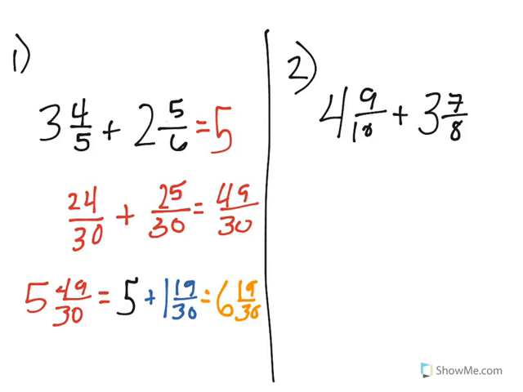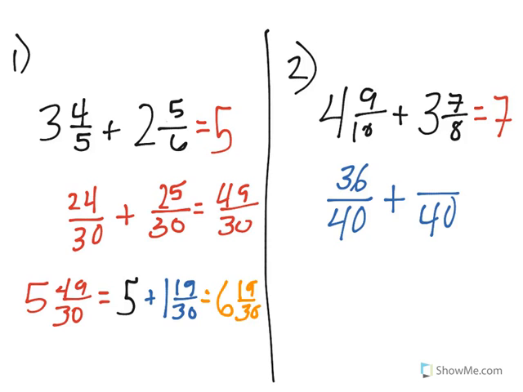Okay, let's take a look at number 2. We'll start out the same way. We'll start out by 4 plus 3 is 7. We'll hold that there. So the least common denominator for 10 and 8 is going to be 40. So 10 times 4 is 40, so 4 times 9 is 36. And 8 times 5 is 40, so 7 times 5 is 35. 36 plus 35 is 71 over 40.